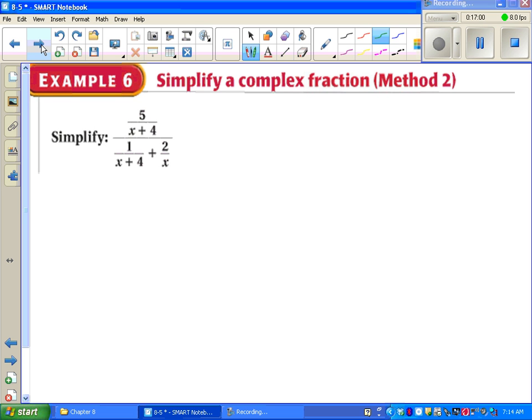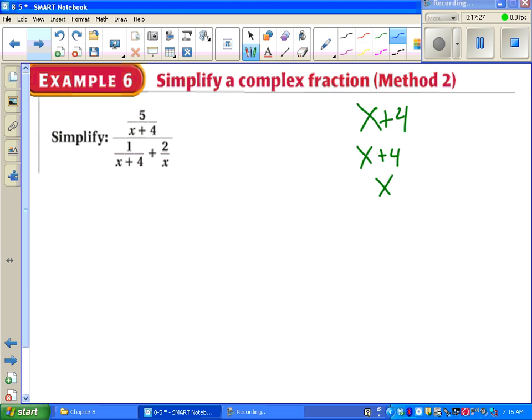So right now, go ahead and pause the video and write down all of the denominators that you see. See if your answers match up with mine. I see an x plus 4. I see another x plus 4. And I see an x. One nice thing about this problem is we don't have to factor any of those. They don't factor.